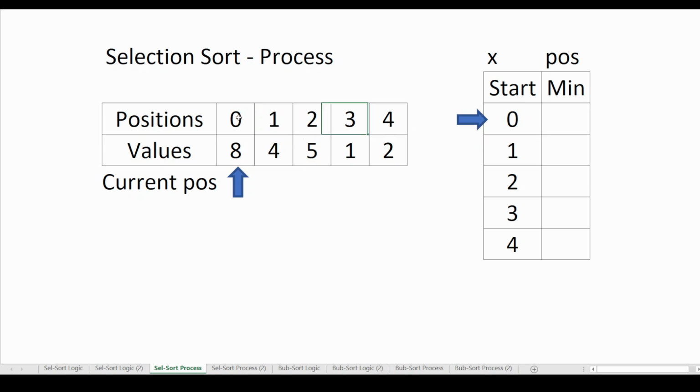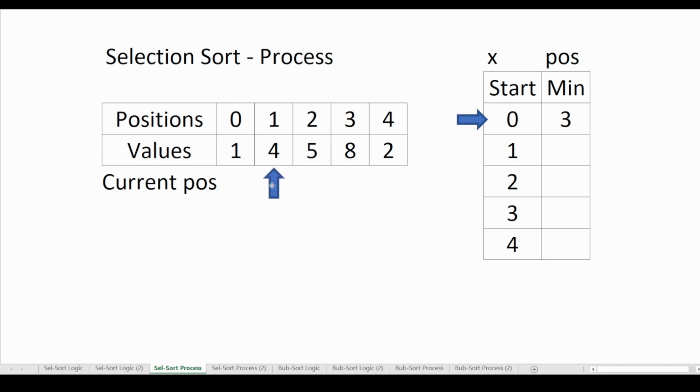Starting from 0, going up to the end, in this particular range, we need to find where is the smallest value. The smallest value is actually on position number 3. So let me write position number 3 here. I need to swap position number 0 and 3. So the value 8 goes from here, and 1 comes here. So number 8 and 1 are actually exchanged.